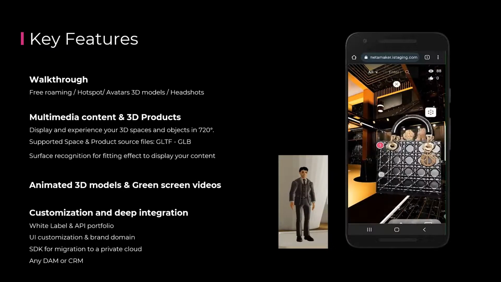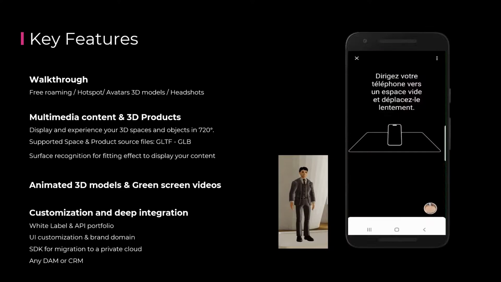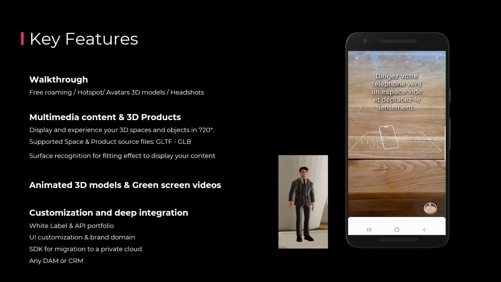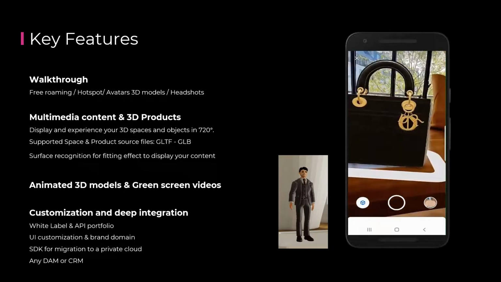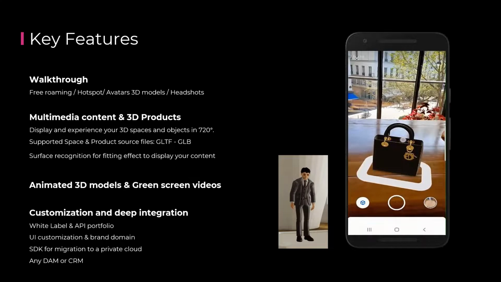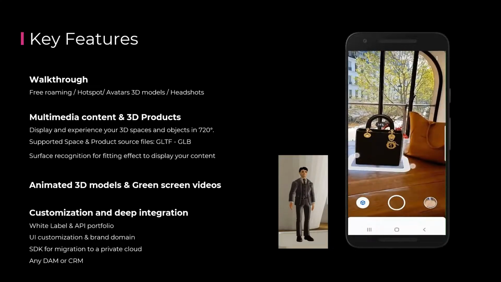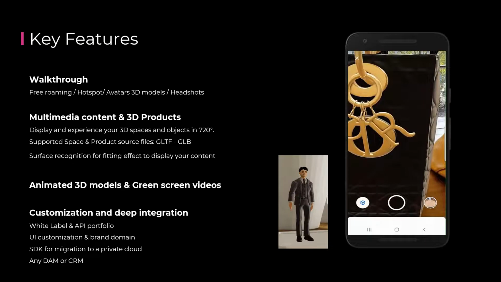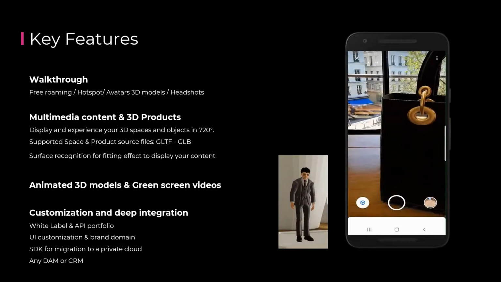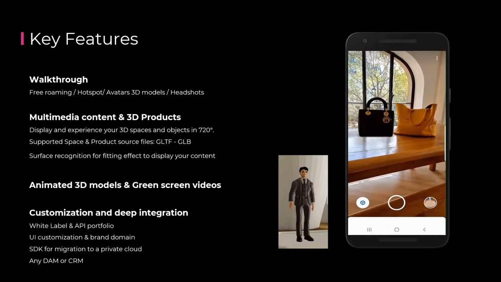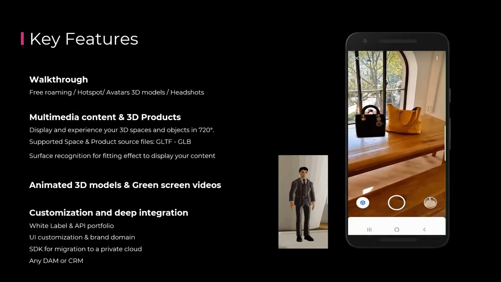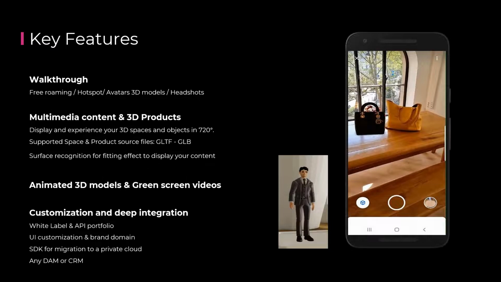Also, you can have animated 3D models, green screen videos, and the nice thing about iStaging's METAmaker is that you can fully customize it, which means that everything can be branded regarding your brand guidelines. We have white labels available, an API portfolio that allows you to connect with any CRM that you're currently working with. We also have an SDK available, so you can do customization on top of our solution. It's really like creating your own Microverse experience accessible worldwide.